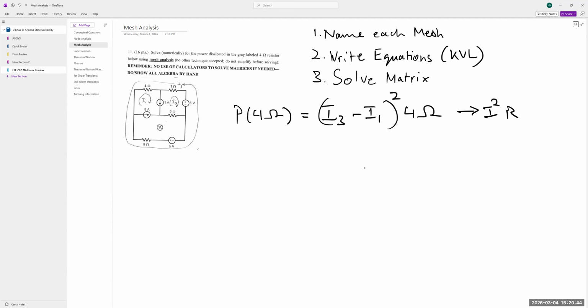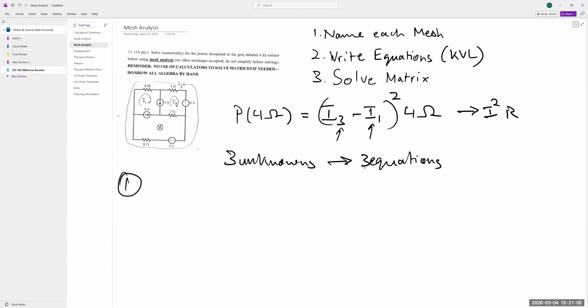So we know the formula for that, but we don't know what I3 and I1 are. So these are our unknowns. We have 3 unknowns in this question, so we need 3 equations to solve it. And these 3 equations should be unique. They shouldn't be telling you the same thing again. All right, so let's start writing our equations out.